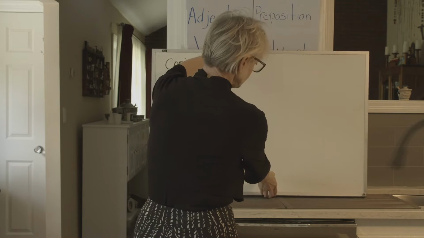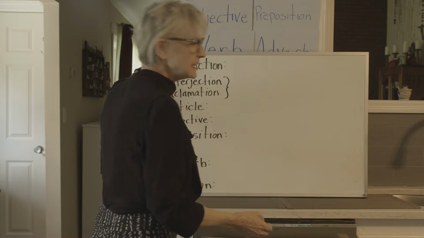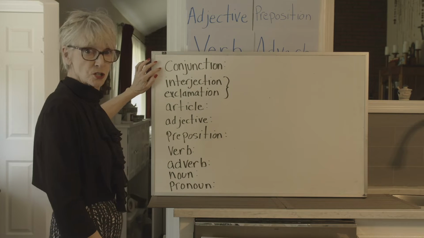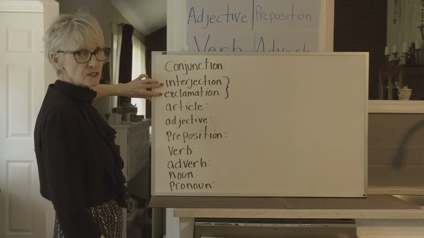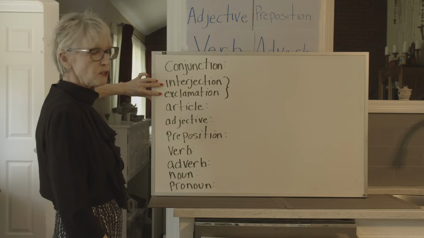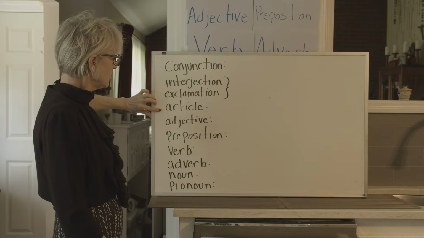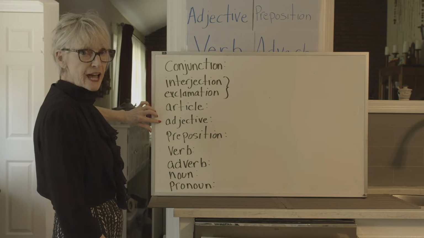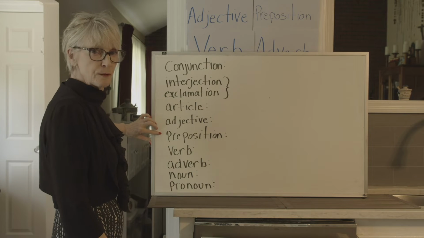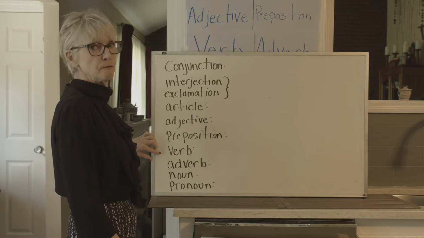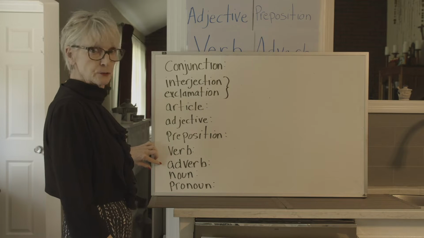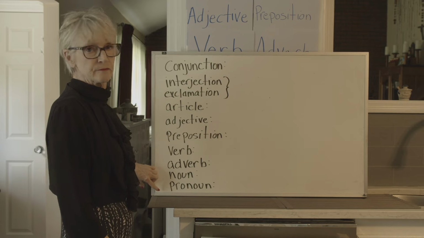All right. In English, these are the parts of speech. We have a conjunction, an interjection or an exclamation (these can be considered the same thing), an article, an adjective, a preposition, verb, adverb, noun, and pronoun.